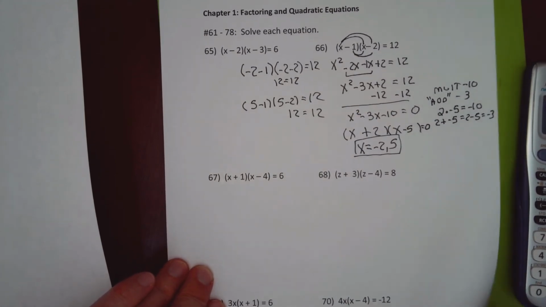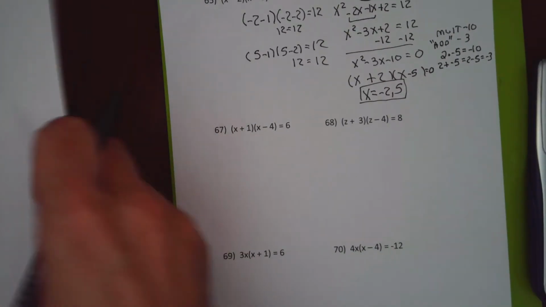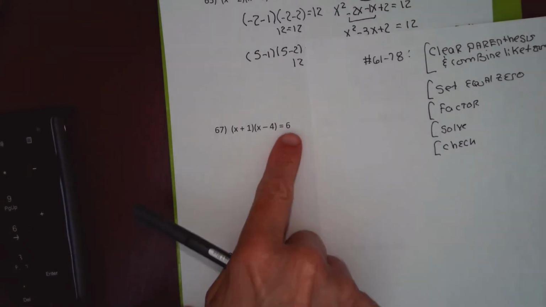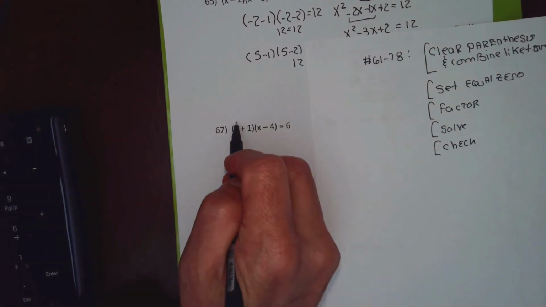Let's do 67 together. Maybe it'll save you a homework problem. So 67, I need to go through all these steps, clearing the parentheses and combining like terms because the right side isn't 0. If the right side was 0, the answer would be -1 and 4. Because it's not, I have to get rid of the factoring.